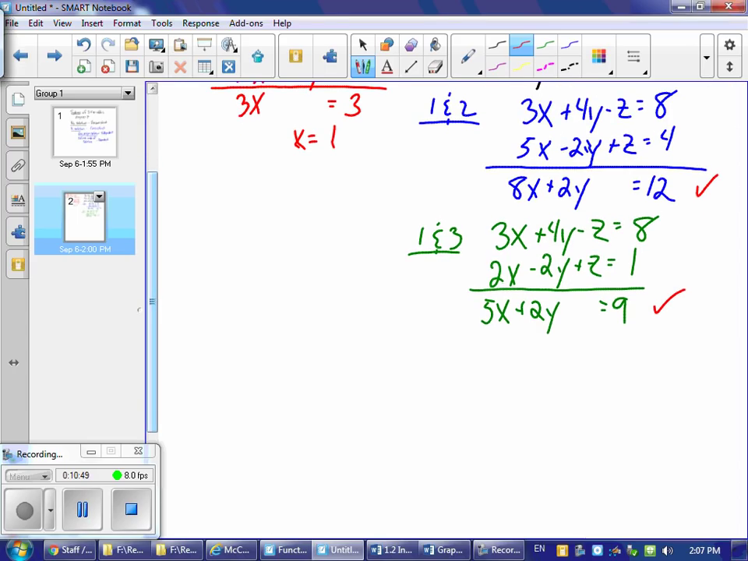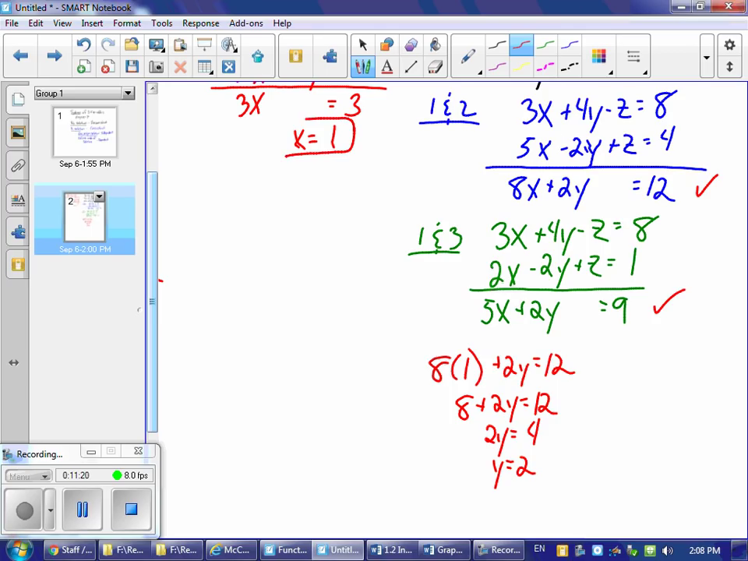If I do that, plugging 1 in for x, we get 8 times 1 plus 2y equals 12. Let's see. Solving for y, 8 times 1 is 8, plus 2y equals 12. Subtract 8 from both sides. We should get 2y equals 4. And then dividing both sides by 2, we get that y equals 2. Well, we're getting there. We've got that x equals 1 from there. We've got that y equals 2. Only thing I have left to find is z.